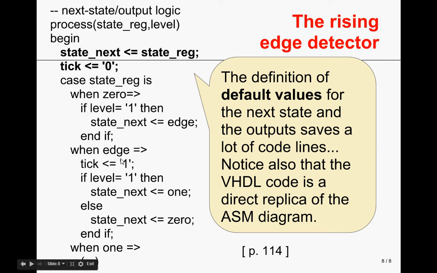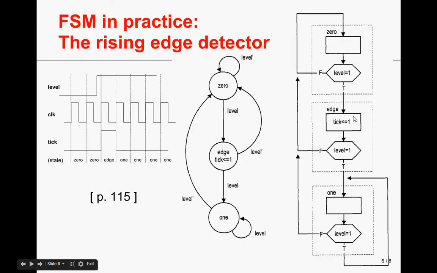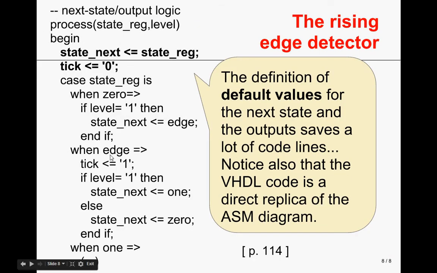Then when edge, what we will say is tick takes the value of 1, and then we will have an if statement to define the next state. And here we see when edge is the current state, then tick takes the value of 1, and then if level is equal to 1, then state next will be 1, else state next will be 0. And the same will take place for state 1.